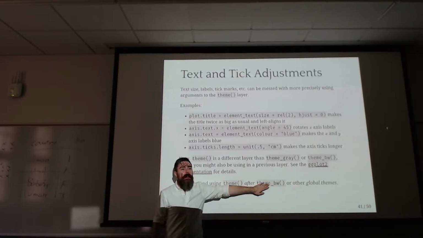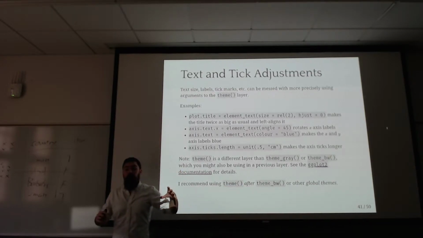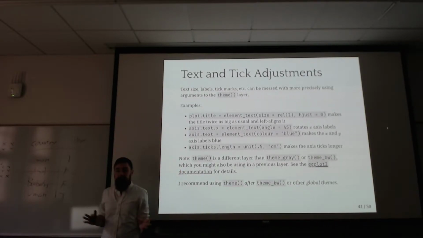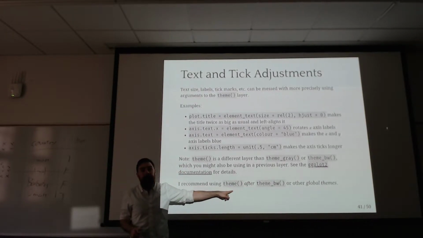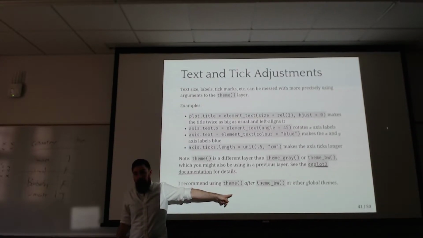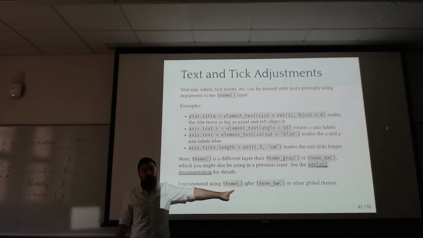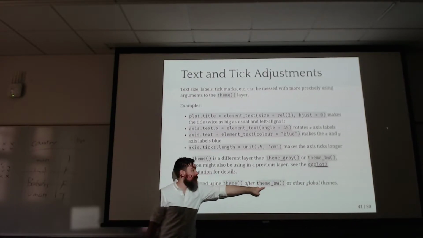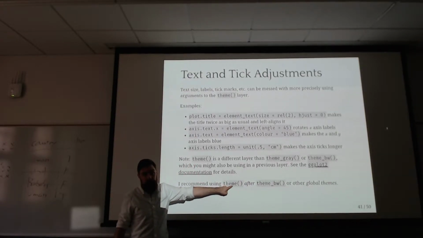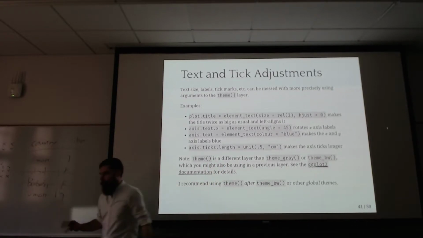So theme black and white sets the way the plot looks globally. That means all the elements of the plot. Theme is for manually setting individual elements of how the plot looks. I recommend doing theme black and white and then afterwards doing a theme call and modifying things, because this will overwrite things you set in this. It's just a ggplot peculiarity.